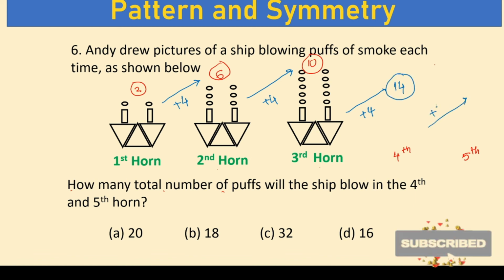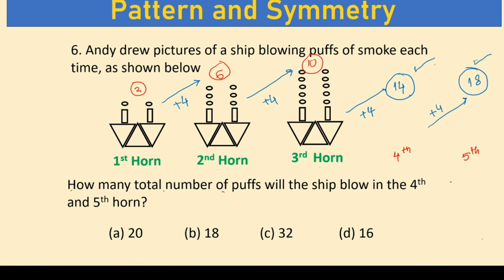And from 14 we'll again add 4. So 14 plus 4 is equal to 18. So the total number of puffs blown will be 14 plus 18. Let's do that. 14 plus 18. 8 plus 4 is 12. 2 carry 1 and then tens is 3. So 32 is our answer, which is option C.